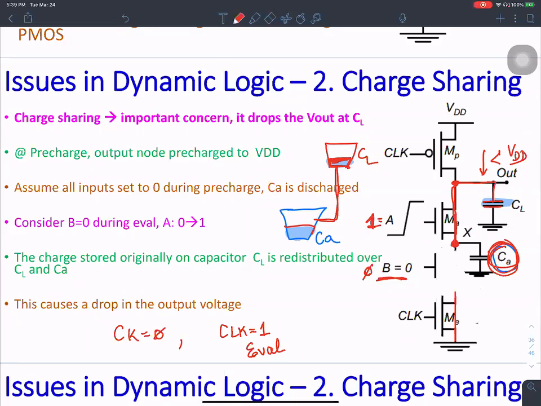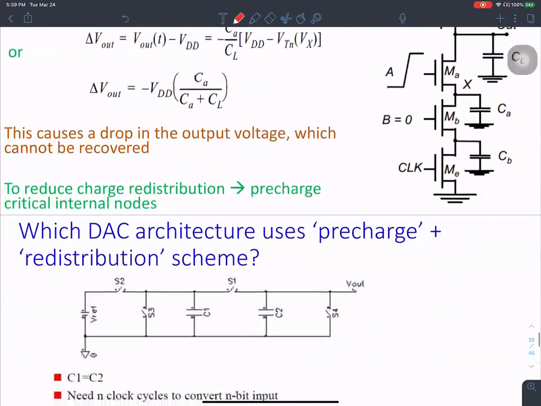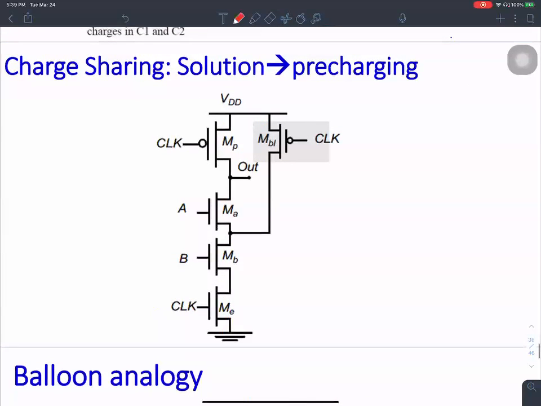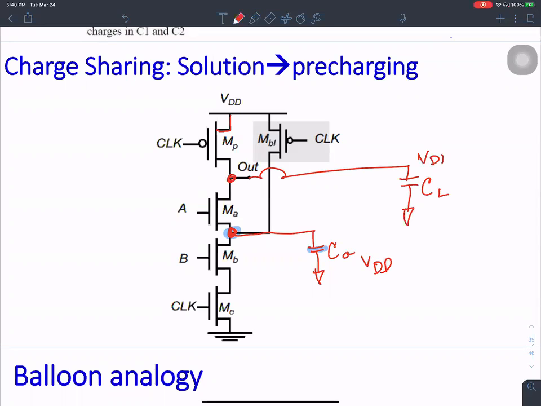Fortunately, there's an easy fix to that. We employ the technique of pre-charging. During the pre-charge phase, this critical node, which has a parasitic capacitance CA, and the load capacitance CL over here, are both charged to VDD. So this node is charged to VDD and this node is charged to VDD as well.